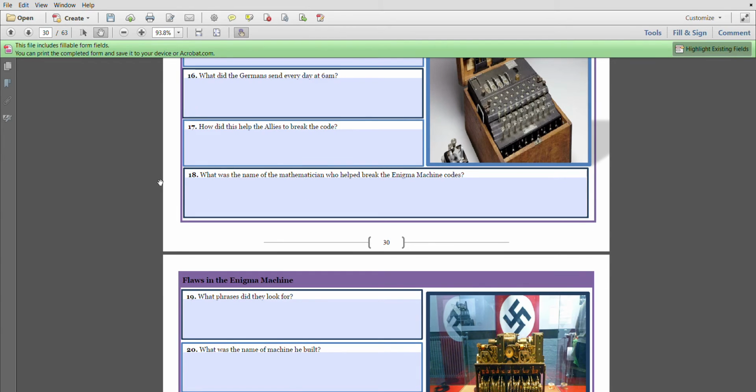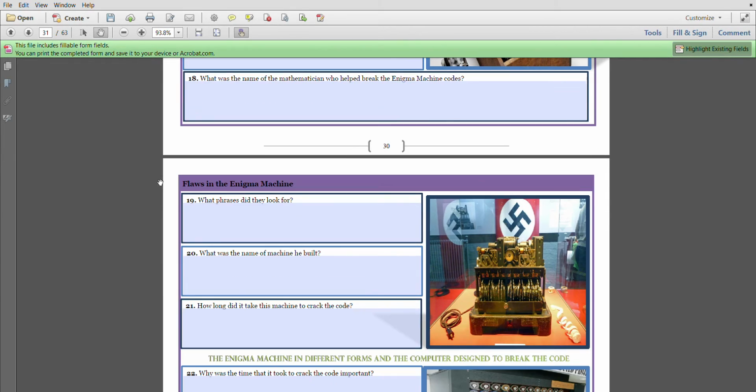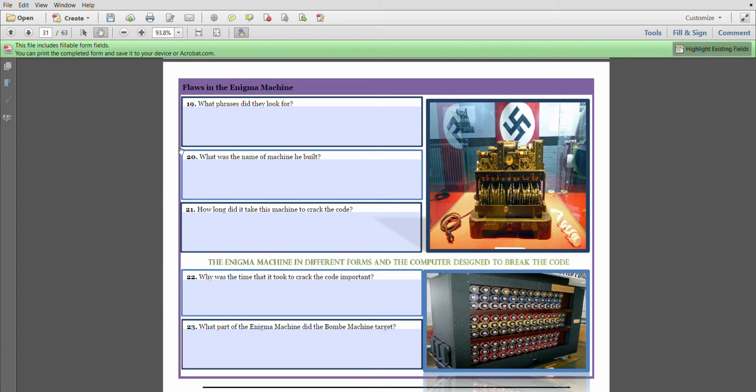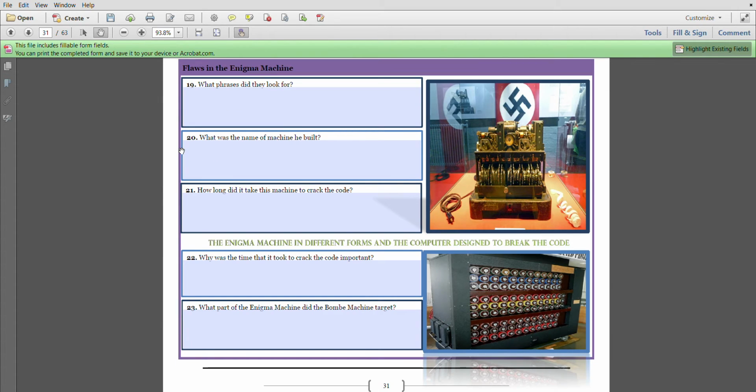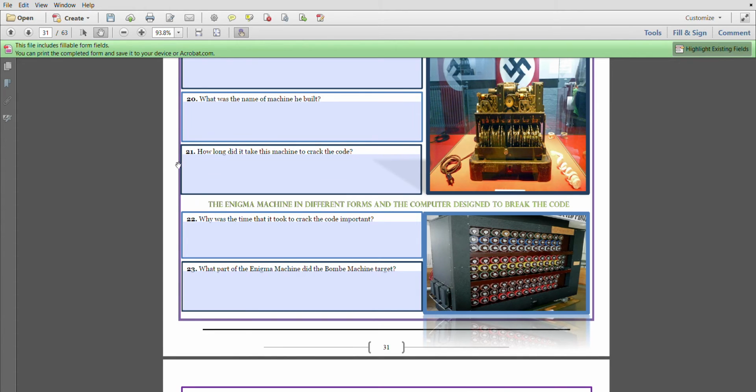18. What was the name of the mathematician who helped to break the Enigma machine codes? 19. What phrases did they look for? 20. What was the name of the machine he built, the mathematician that broke the code? 21. How long did it take this machine to crack the code?